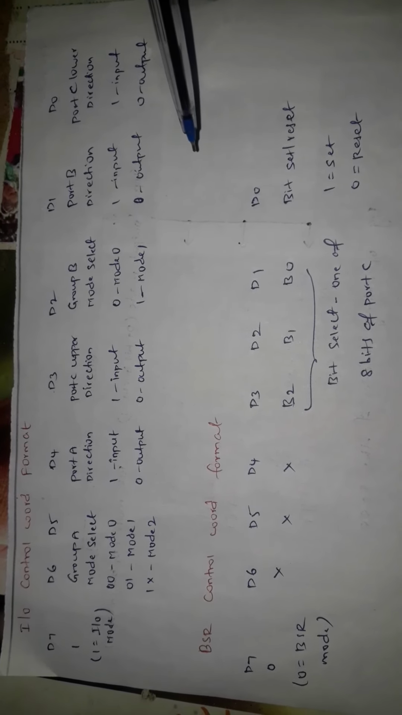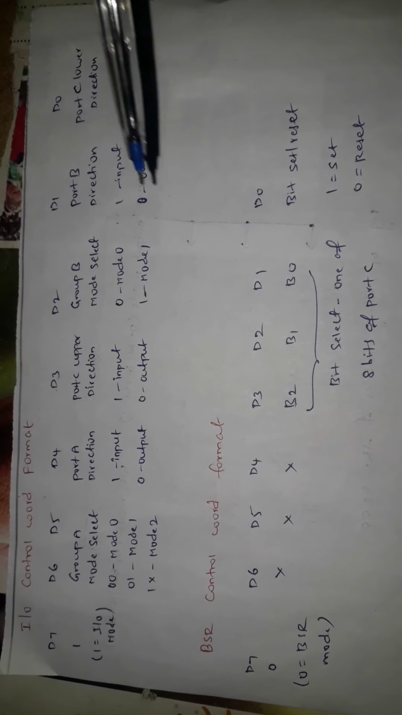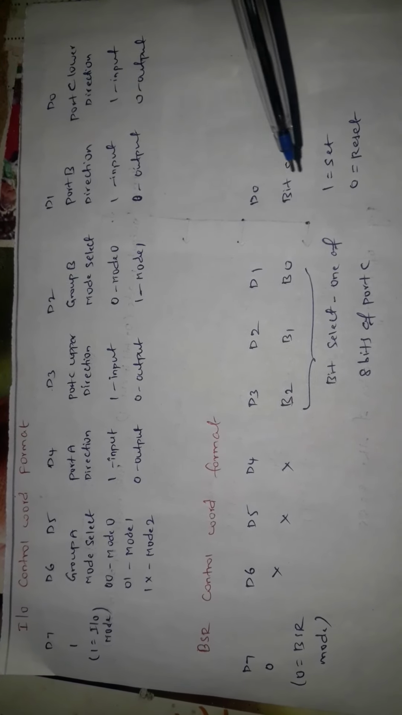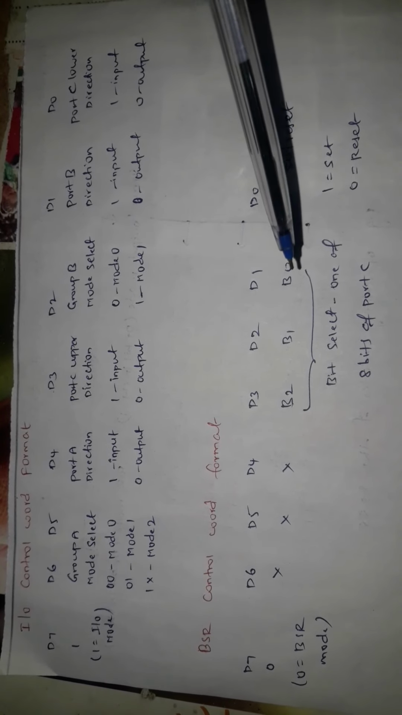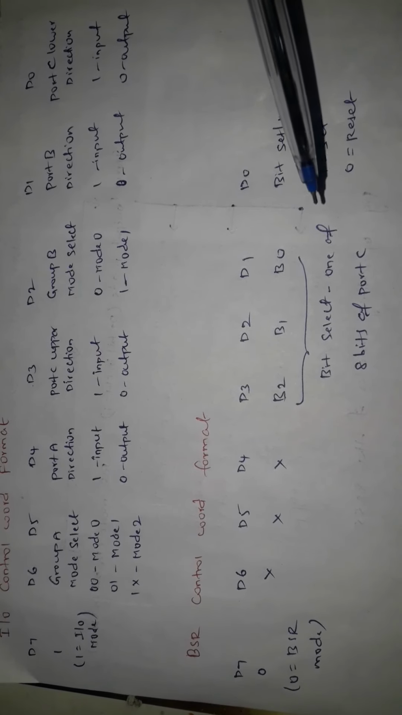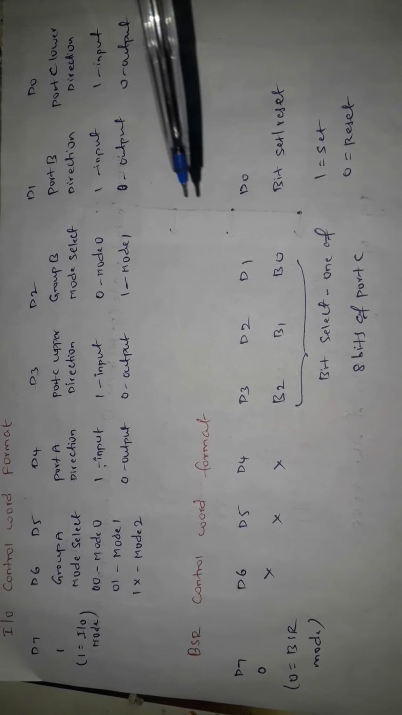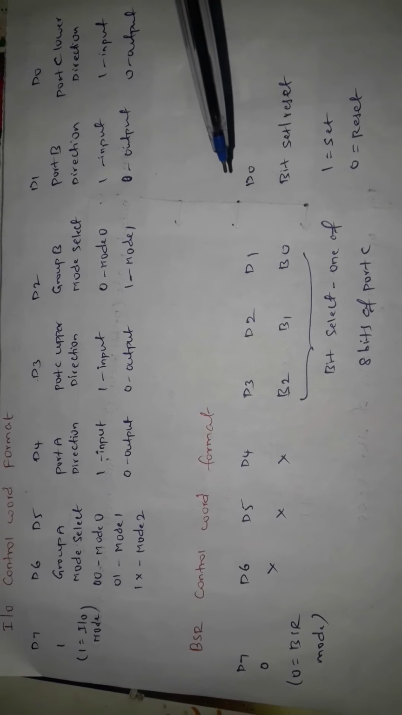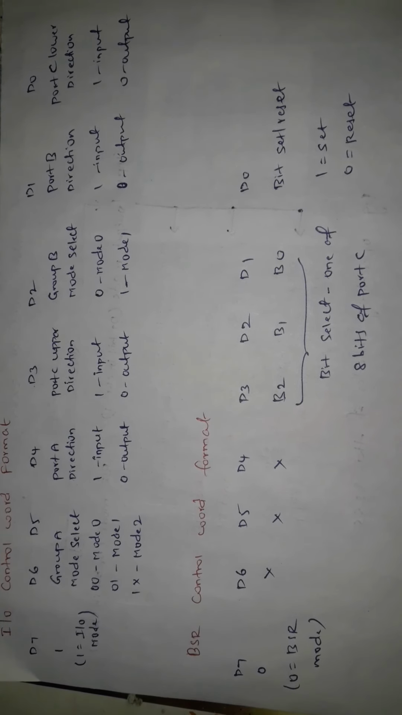And D0 is used to set or reset one of the port bits. If you are selecting PC0, you can set that bit to 1 by making D0 1, or you can reset that bit by making D0 0. So by using the D0 bit, you can set or reset the selected port C bits.